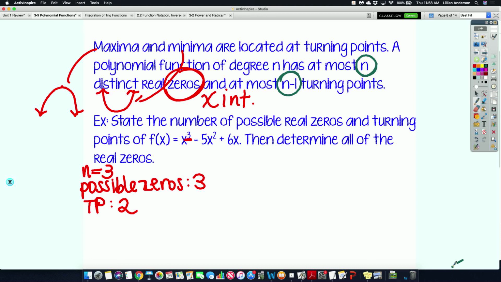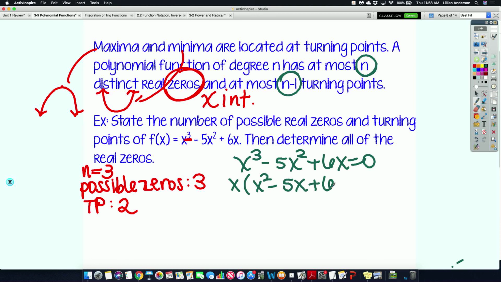And to determine these real zeros, you set the equation equal to 0. And you solve. What do you see in every single one of these terms? An x. So if I factor that out, and I want to factor out, not divide. When I factor out an x, that leaves me with x squared minus 5x plus 6 equals 0.